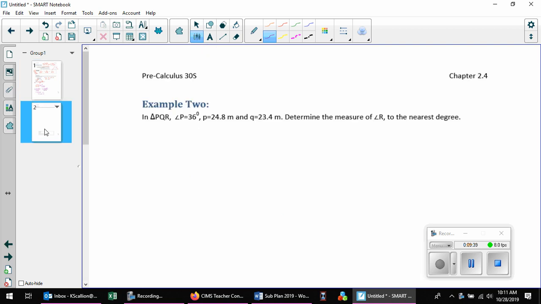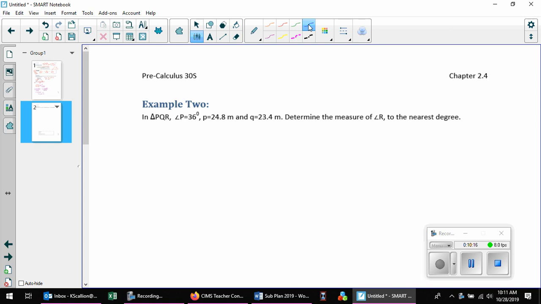Okay. So like I said, drawing digital triangles and putting stuff on them is very difficult. So instead, I just write them out. And it saves me a lot of trouble. Makes you guys draw the triangle. Okay, so all this means is my triangle is going to have vertices, corners labeled PQR. Angle P is 36 degrees. Side P is 24.8, and side Q is 23.4.